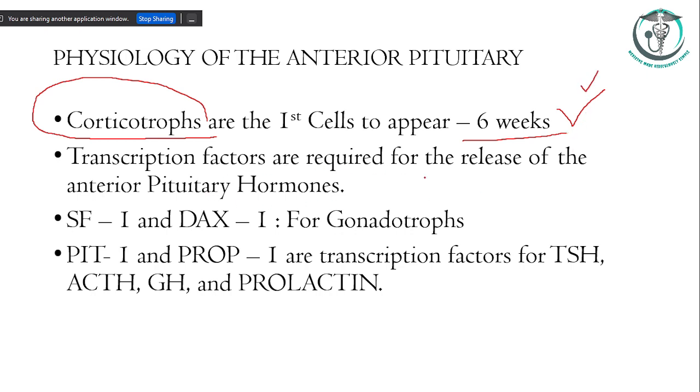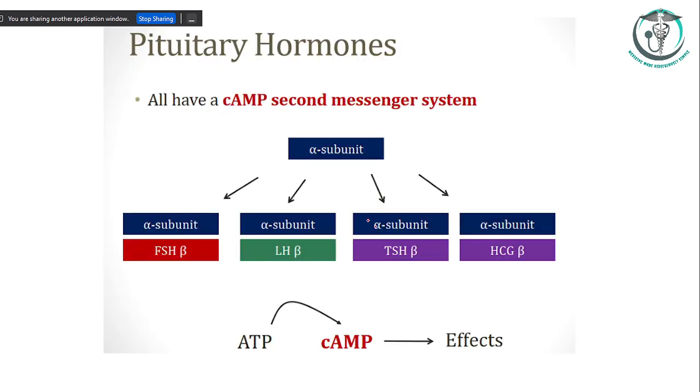Transcription factors are required for the release of the anterior pituitary hormones. What we mean is, remember we have the releasing hormones coming from the hypothalamus. For the hormones in the anterior pituitary to be synthesized, you need a transcription factor, meaning you need hormones coming from the hypothalamus to stimulate the nucleus of those cells to start synthesizing these hormones. So you need a transcription factor that can only be there if the hypothalamus releases those releasing hormones. That's what we are saying here. So pituitary hormones, how do they work in terms of signal transduction?